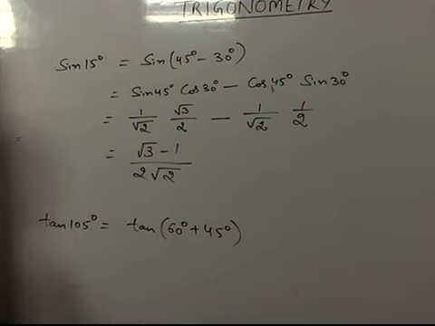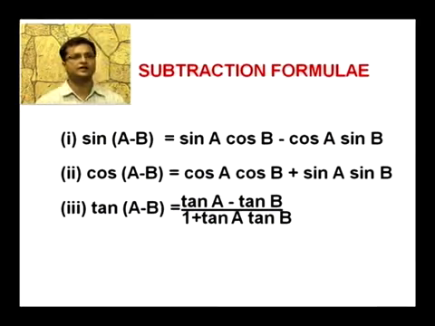Now with the help of allied angles and compound angles, we can find the trigonometry ratios of any angle which is a multiple of 15 degree. 15 degree we know, 30 degree we know, 45 degree, 60 degree, 75 degree, 90 degree, 105 degree, 120, 135, 150 and so on.